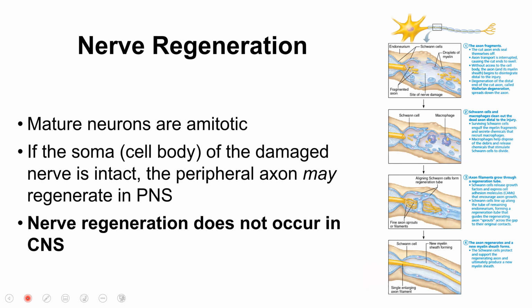All right, so the last topic here in part 1 is nerve regeneration. And this is a really hot topic. It's really good information to know. So in general, mature neurons are amitotic. And amitotic, you guys are not exactly 100% sure what that means. Amitotic means no cell division. They don't divide once they are adults.